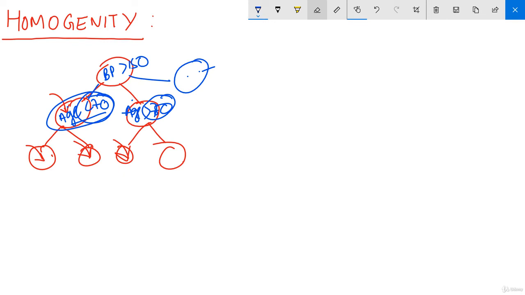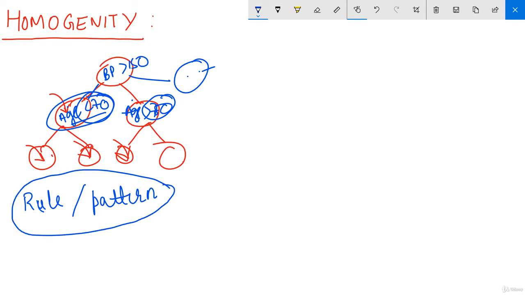So here, let me just open one more thing. All right, so can I erase this, or I'll do it here? Okay. So there is a rule in homogeneity, or you can even say a pattern that has to be followed for accurate results. After getting accurate results by following some rules, the concept is known as homogeneity.